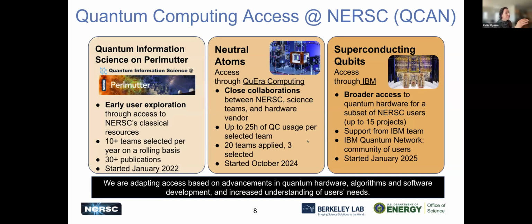So these are the 3 different thrusts of our user program that I laid out on the previous slide. Quantum information science at Perlmutter is our classical resources. We offer access to neutral atoms through a collaboration with QuEra, and we offer access to superconducting qubits through IBM. And I'll tell you a little bit more about how QuEra looks. This has been structured more in the NESAP frame, where we have close collaborations between the science teams, the hardware vendors, and us at NERSC to make sure that people are able to effectively use this new type of hardware.